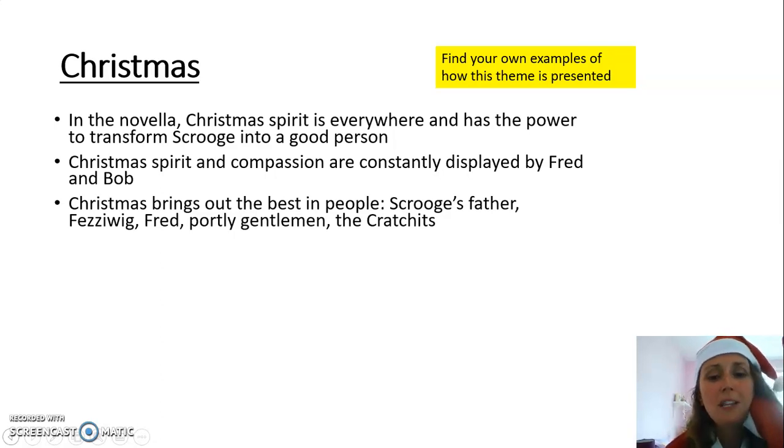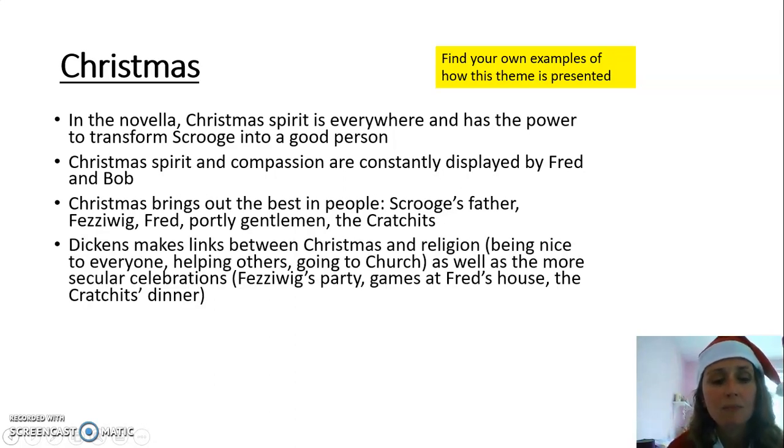Christmas also brings out the best in people. Scrooge's father changes his mind and agrees to have Scrooge home for Christmas, as explained through Fan. Fezziwig has his big Christmas party. Fred, as I've mentioned before, and also that scene from Stave 3, when Fred shows his loyalty towards Scrooge when he says, "I am sorry for him." The portly gentlemen endeavour each year to raise some money for charity to help those people who are destitute and in need. And then you've got the Cratchits as well. They're humble, but they are grateful, and they're pleased to be spending Christmas Day together, and maybe just having a rest from all the hard work that they usually have to do in their working lives.